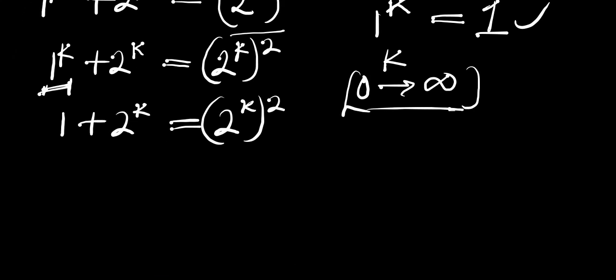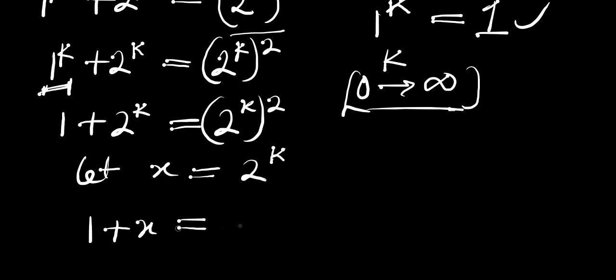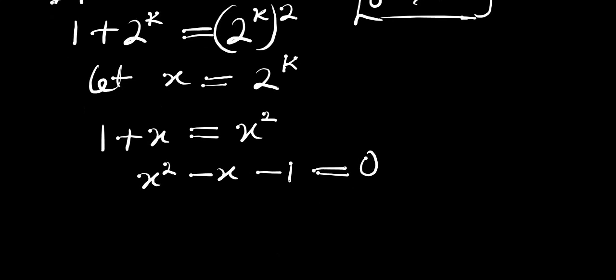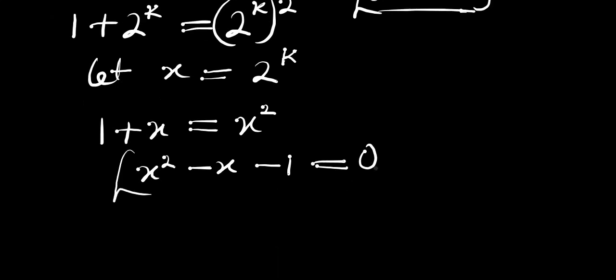Then from here, we can decide to say let x equals 2 to the power of k. So that means we are going to have 1 plus x equals x power 2. So we can rearrange this equation. We are going to have x power 2 minus x minus 1, and this equals 0. So this actually becomes a quadratic equation that we are going to solve, and we are going to solve this using the formula method.